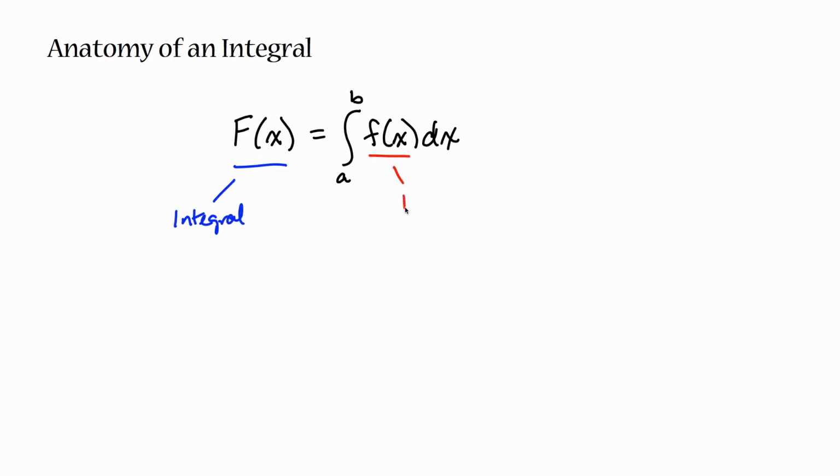Little f of x is the integrand, the function that we're integrating. Dx is the differential. You can think of that as being equivalent to the dx in Leibniz notation for derivatives, in that it tells us what variable we're integrating with respect to or over. Usually we say we're integrating over x. And it also is an infinitesimally small interval of delta x. And then finally, a and b are the upper and lower limits of our integral.